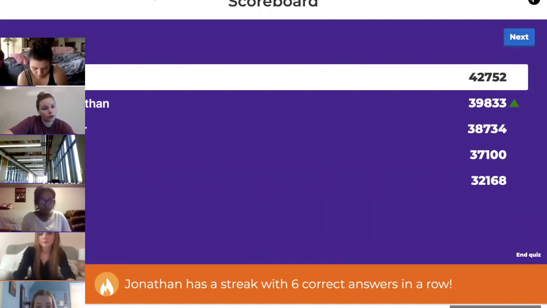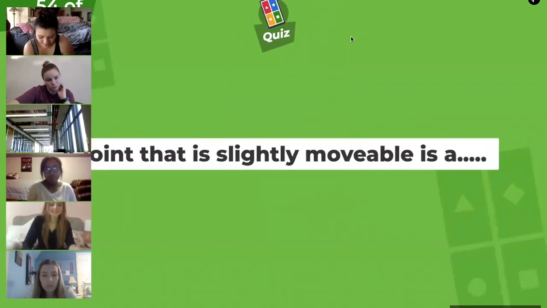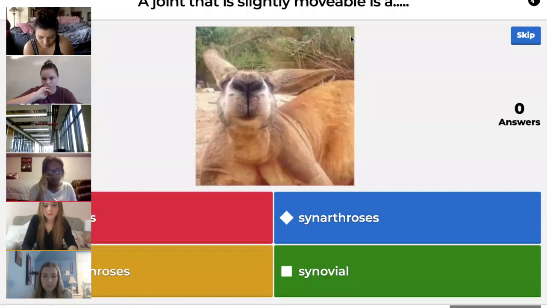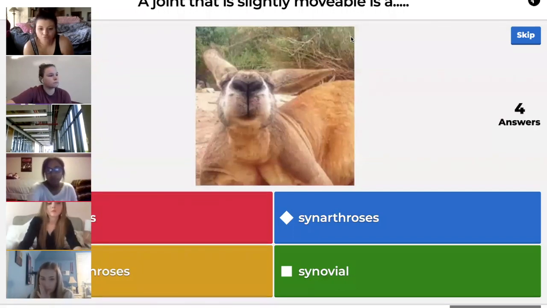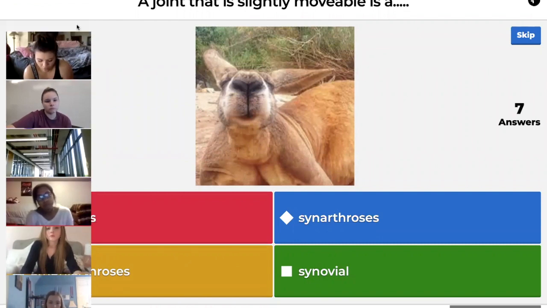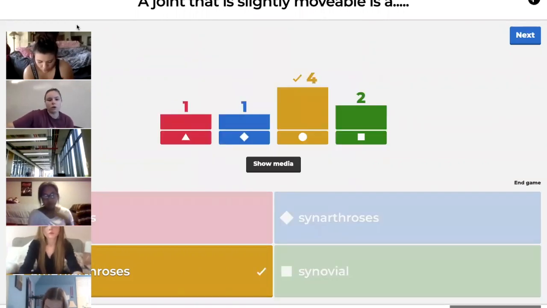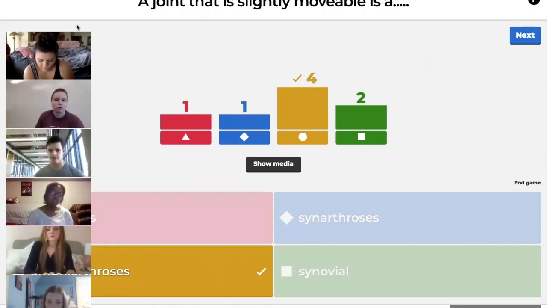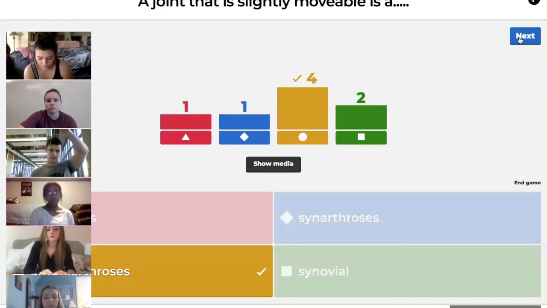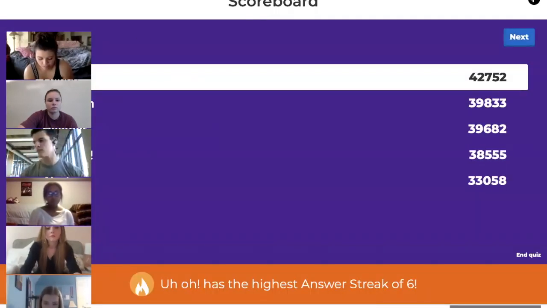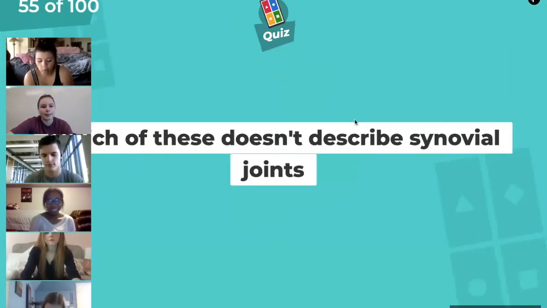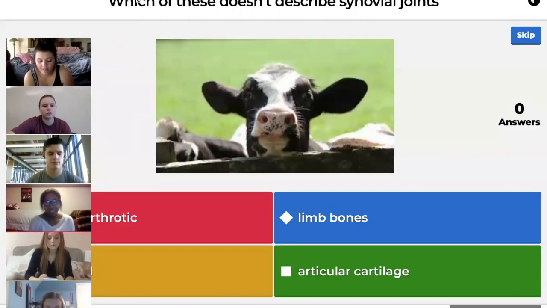A joint that is slightly movable is what? Okay, so it's an amphiarthrosis, right? So synarthrosis is there's no movement. Diarthrosis is there's lots of movement, right? Like your shoulder. And then amphiarthrosis is a little movement, okay? Uh-oh, on the move. Okay. Cool. Which of these doesn't describe synovial joints?